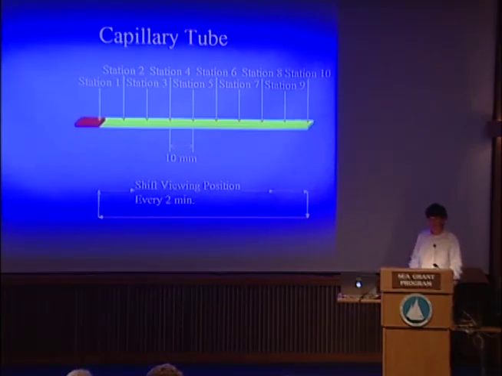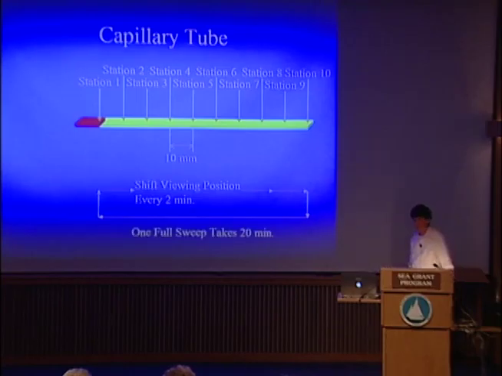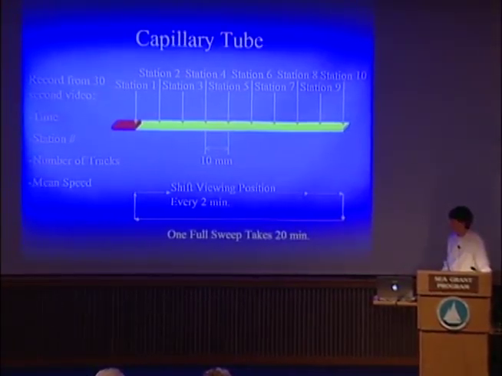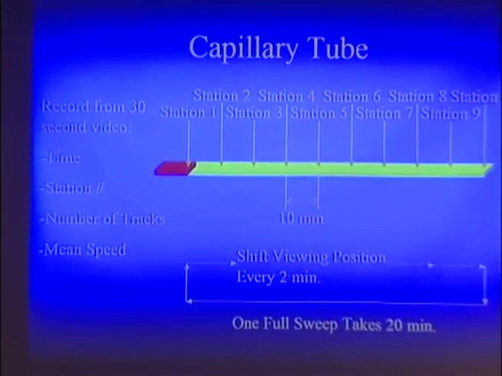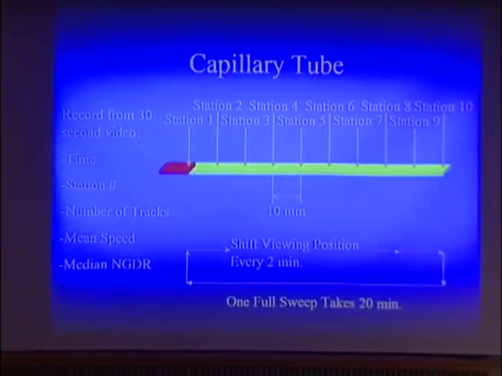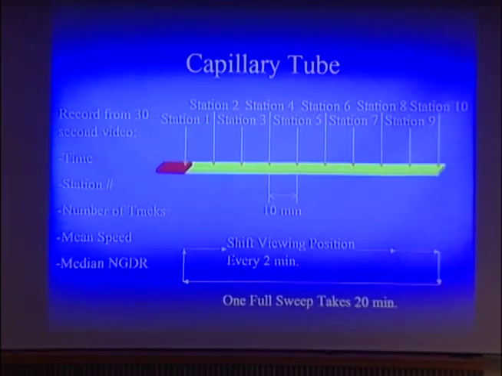To take the data for a station at a certain time, I would position the tube on the microscope so that it was looking at that station, and then I would record 30 seconds of video. Every 2 minutes, I would shift position down the tube, and so a full sweep of the tube would take 20 minutes. During each 30 seconds of video that I recorded, I'd record several data points. I'd record the time the video was taken at. I'd also record the station number. I'd record the number of tracks, or how many E. coli were seen.